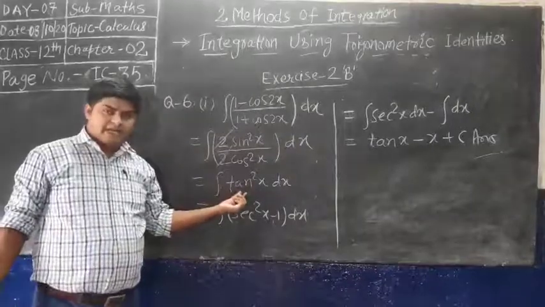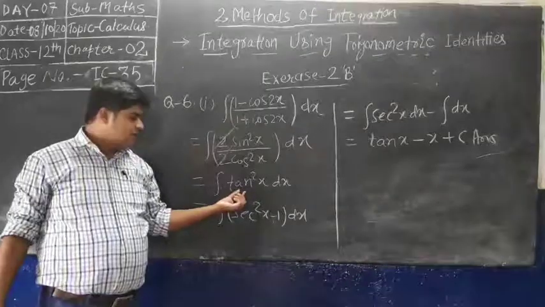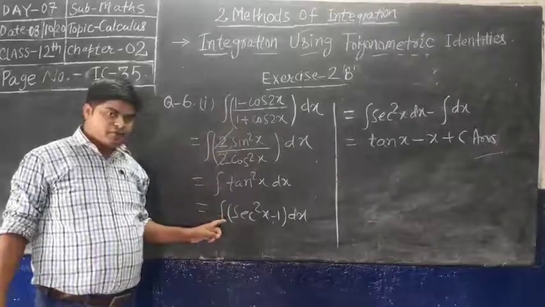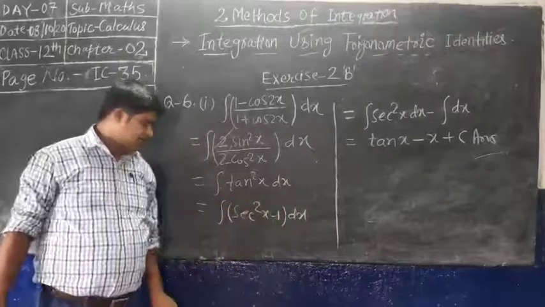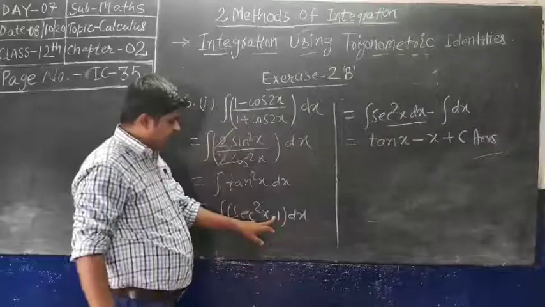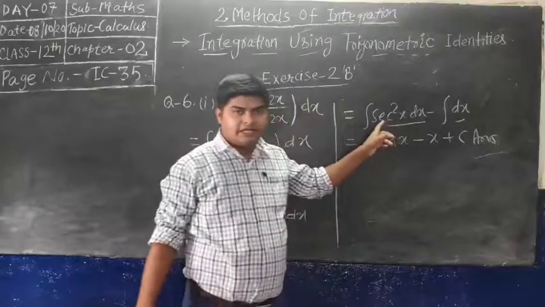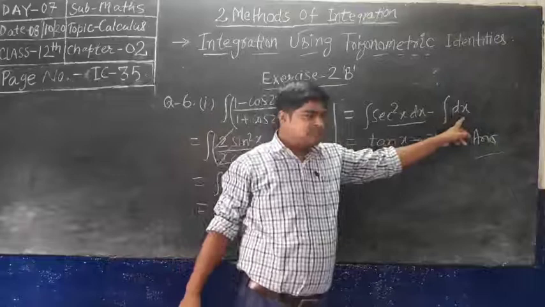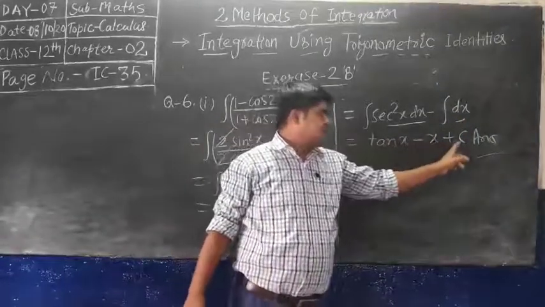You will break the term tan square x. You know from 10th class that sec square theta minus tan square theta is equal to 1. That means tan square theta is equal to sec square theta minus 1. So you have to find the integration of (sec square x minus 1) dx. Now you will separate the terms: integration of sec square x dx minus integration of dx. You know the integration of sec square x dx is equal to tan x and the integration of dx is x. So the final answer is tan x minus x plus constant term.